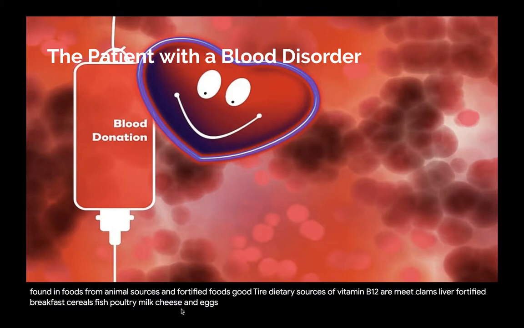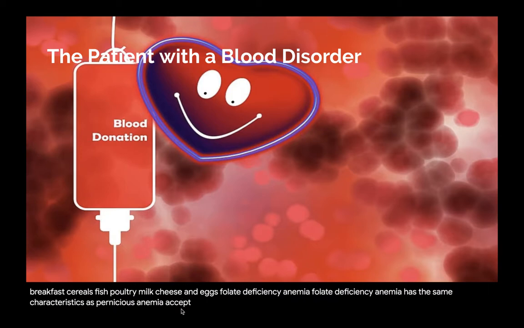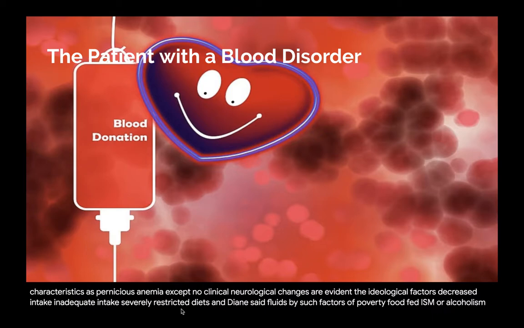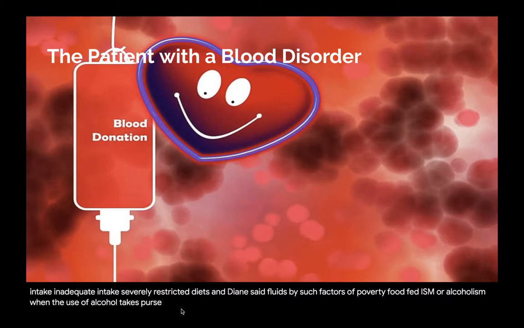Okay, folate deficiency anemia. Folate deficiency anemia has the same characteristics as pernicious anemia, except no clinical neurological changes are evident. The etiological factors: decreased intake, inadequate intake, severely restricted diets, and diets and fluids affected by such factors as poverty, food fetishism, or alcoholism, when the use of alcohol takes precedence over food.